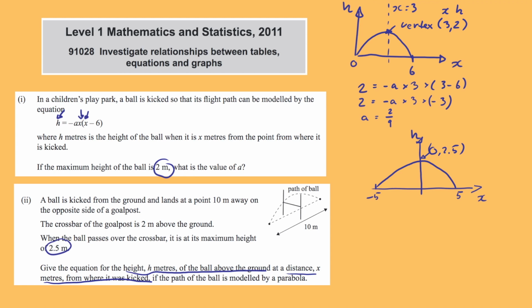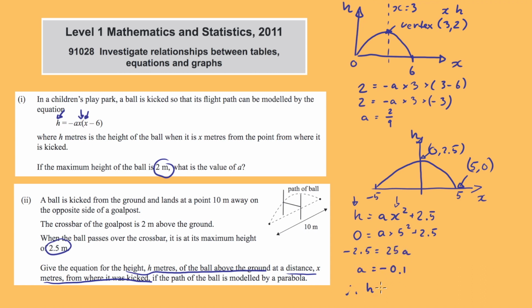This means we could either use the factorized form or the vertex form of the equation, but you know me, I like the vertex form, so h is equal to a times x squared plus 2.5, knowing that a will be negative because of the sad state of this parabola. Solving for a results in -0.1, and the equation is h is equal to -0.1 x squared plus 2.5.